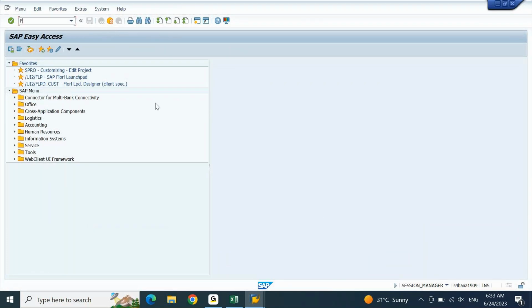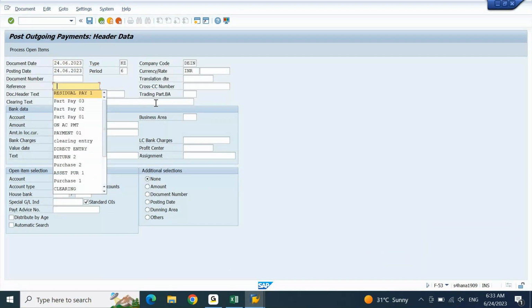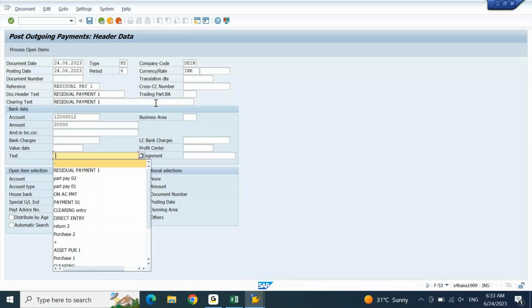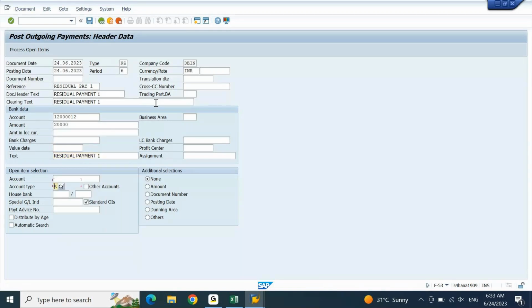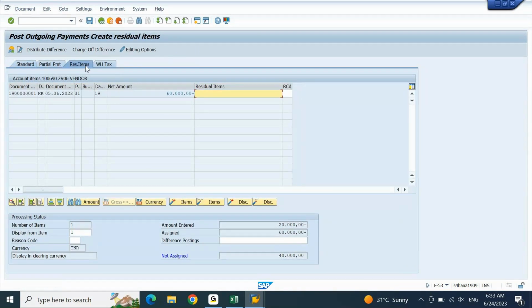Now F-53 once again. First, let us try to simulate the actual residual payment. Then we will simulate the scenario where we were getting the dump. Let me go to residual payment. Our payment is 20,000. In the residual payment column, you should always give the balance amount, not the payment amount. If you give the balance amount, the system will update the payment amount automatically.